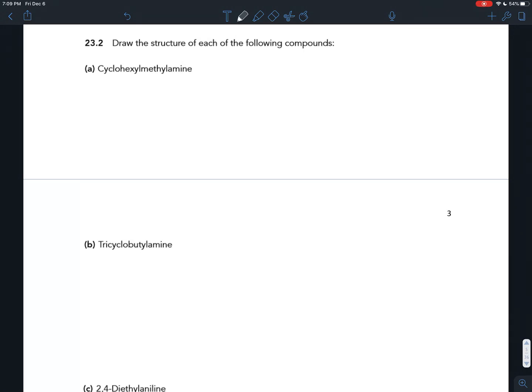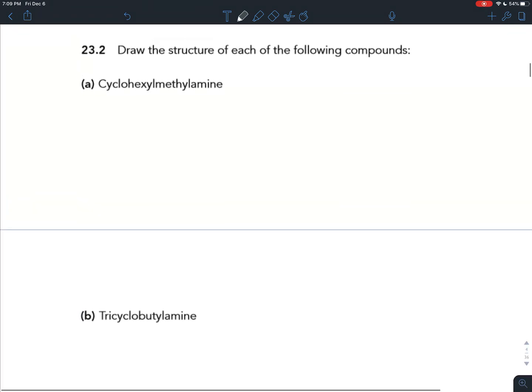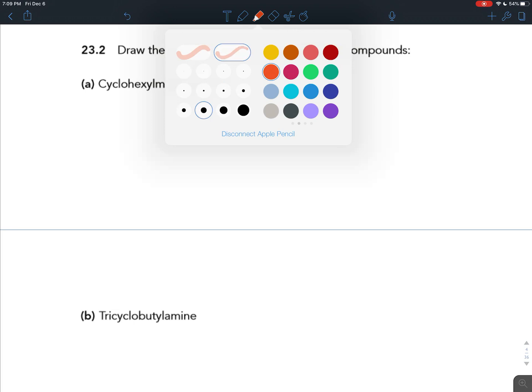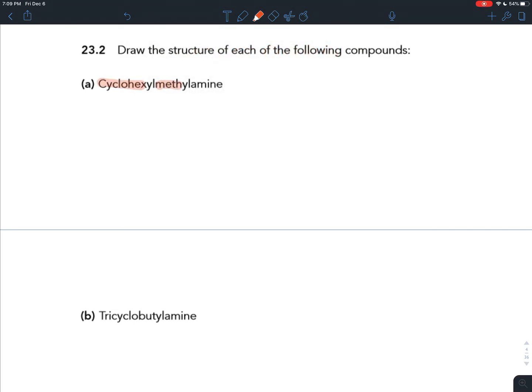In exercise 23-2, we're given the names for several amines, and they want us to draw the structure of them. Now, these names could either be the first simpler way of naming, or the second way that always works, those two ways that we introduced in the previous video. You'll notice that in this first one, cyclohexyl methylamine, after the carbon prefixes, so hex or meth, after those you always have a YL after every single one of those. That's a sign that we're using the first way of naming.